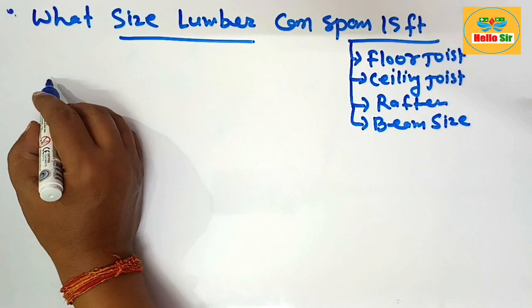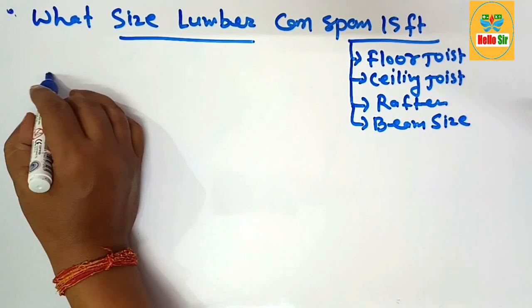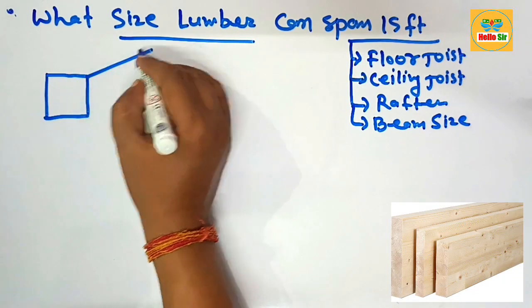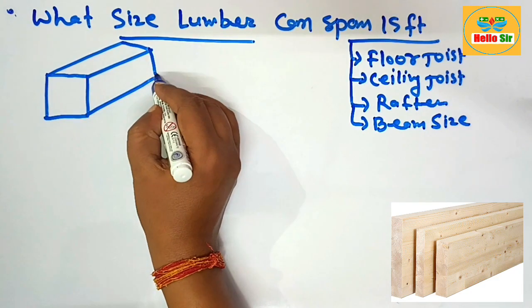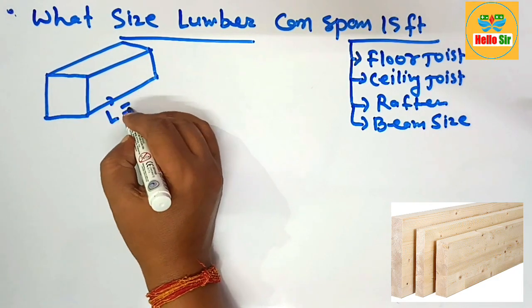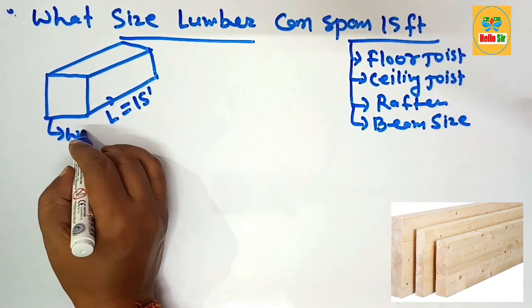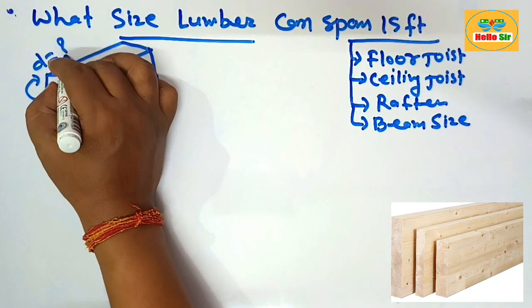First, understand about the dimension of the lumber. Here we make a rough diagram to understand about the different dimension of the lumber. This one is the length of lumber, that is 15 foot, and this one is the width you have to figure out, and this one is the depth section you have to calculate this.